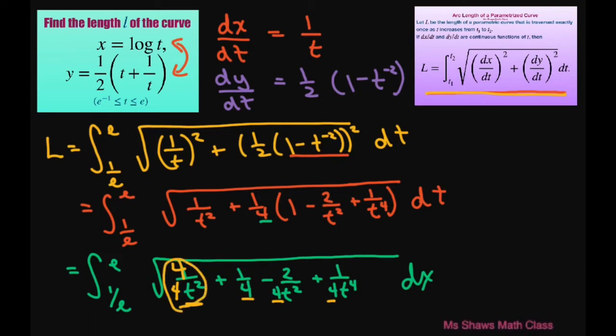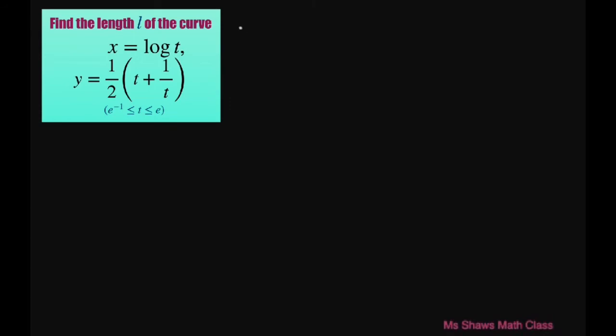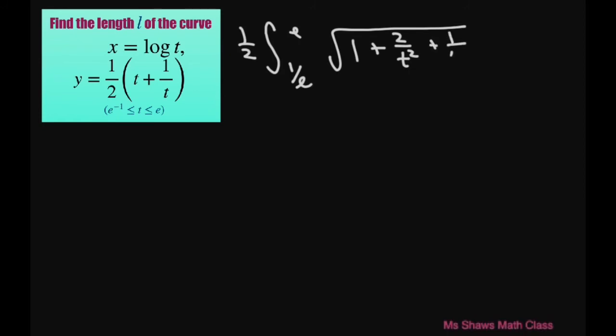So these two terms here are going to be equal to 4 divided by 4 times t squared minus 2 times 4 t squared. So that's going to give you 2 divided by 4 t squared. And when you simplify this, what I'm going to do is take the square root of 4 and pull it out. So the square root of 4 is 2, and I'm going to pull out a 1/2. So this is going to give me 1/2, and then we have the integral from 1 divided by e to e, square root, and remember we had that 1/4. So when you pull that out, we're going to have 1, because when you took the square root of it, that's just going to give you 1, plus 2 divided by t squared plus 1 divided by t to the power of 4. Basically, I just pulled out the 1/4 part.